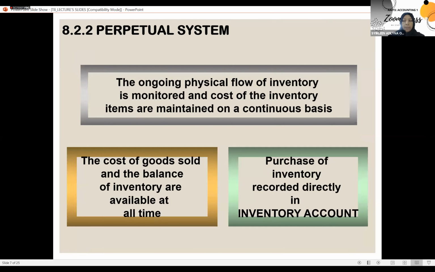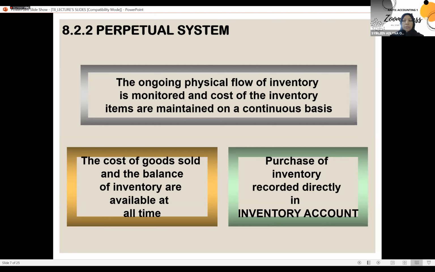Alright, tapi kalau perpetual, since the ongoing physical flow of inventory is monitored, jadi cost of the inventory items are maintained on a continuous basis. Maksudnya setiap hari kita boleh tahu berapa inventory masuk, berapa inventory keluar. So masa tu setiap hari pun kita boleh kira sebenarnya berapa cost of goods sold. Okay, so kenapa kita nak tahu berapa cost of goods sold tu on daily basis, ataupun kenapa nak kerap-kerap tahu?